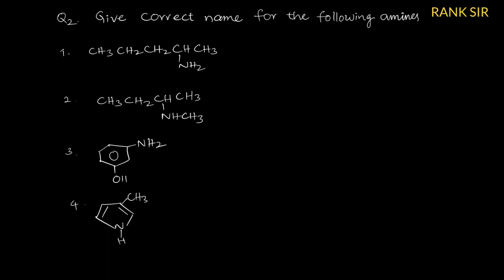Next question is, give the correct name for the following amines. Now the name is, numbering starts from the right to left, 1, 2, 3, 4, 5, because we have to give the least number to the functional group. Therefore, it is 5 carbon pentane. Which position? Second position amine. Pentane 2 amine.